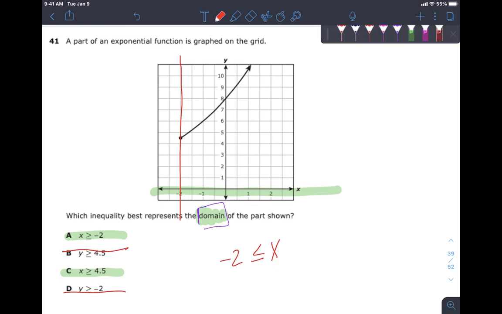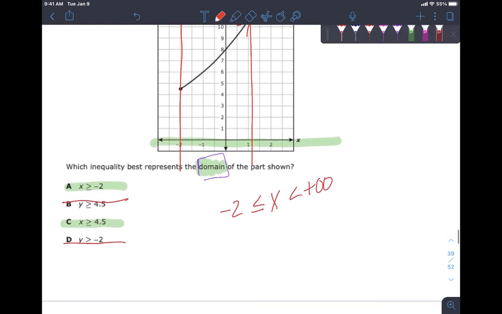And then I'm going to go all the way to the right, and it looks like it's right around +1, but that is an arrow. That's a positive infinity, right? So if I look at my answers, the only one that has a -2 is that guy, this first one.